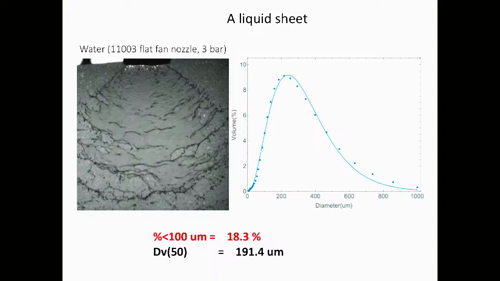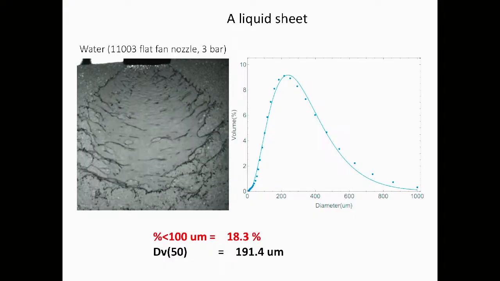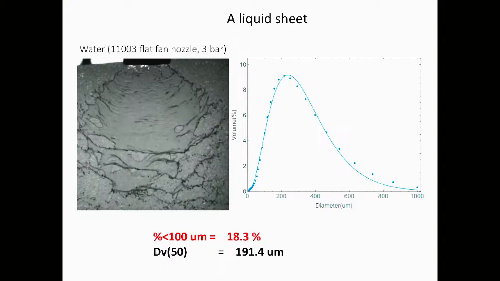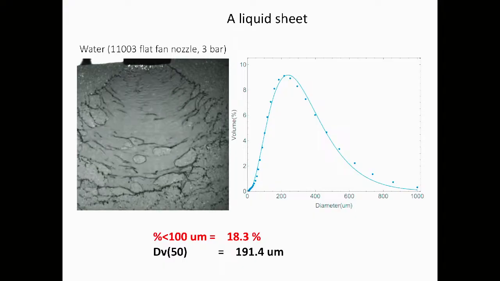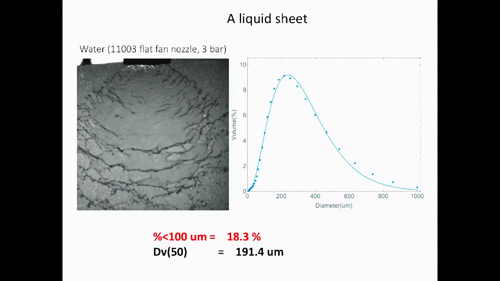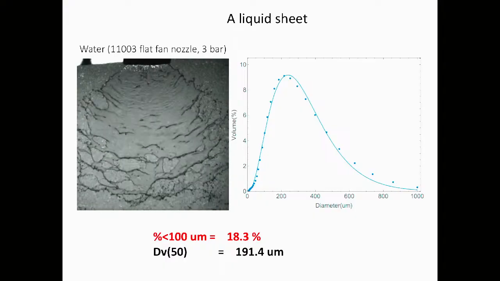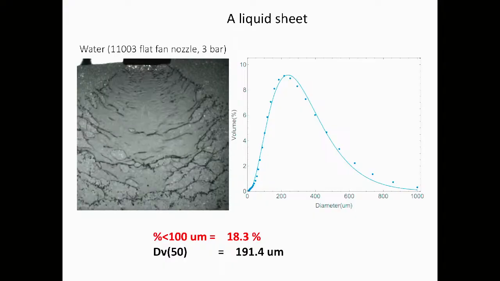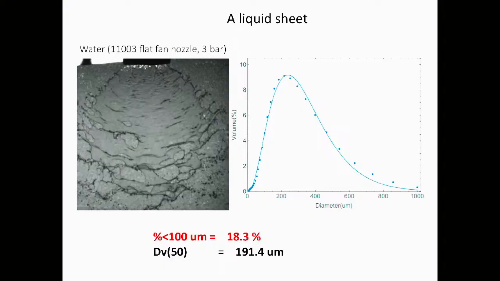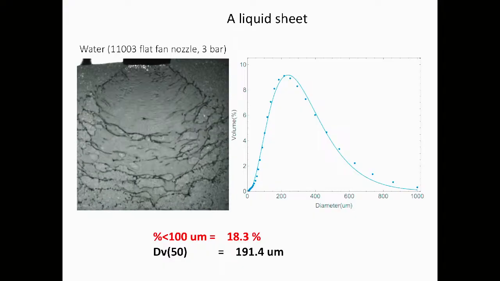This is now a sheet. My first picture was a cone. You can see a sort of flapping flag instability that leads to the formation of these ligaments, and these ligaments are polydispersed, and so they break up into a drop size distribution that is really very wide.